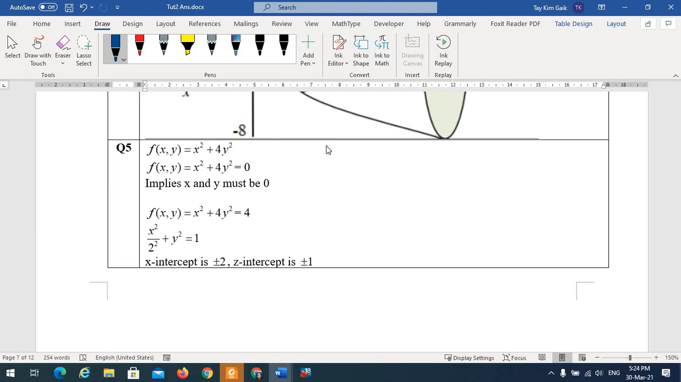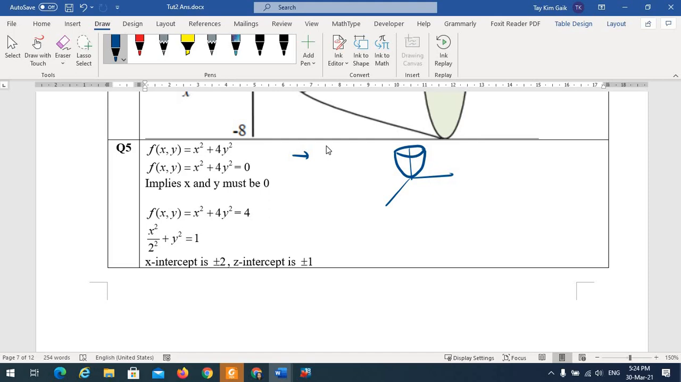x squared plus 4y squared equals 0. It is only possible if x equals 0 and y equals 0, so it's only one point. That's why I said that if you're familiar with your parabola equation, we can already sketch this. The minimum point is x = 0, y = 0, z = 0.